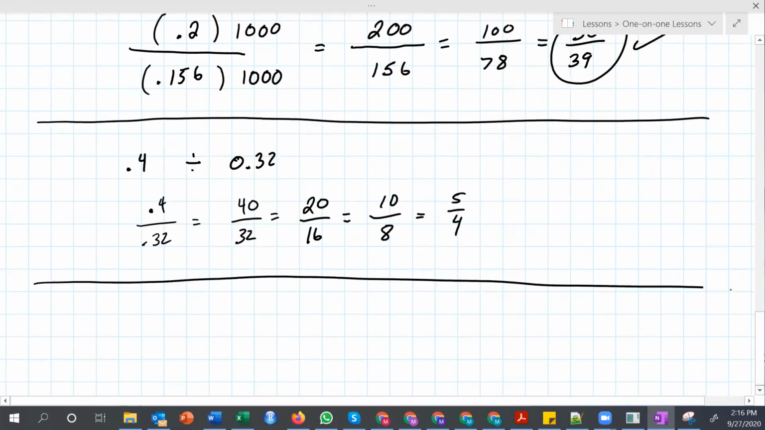Okay, let's try another one here. Let's go 0.9 divided by 0.15.